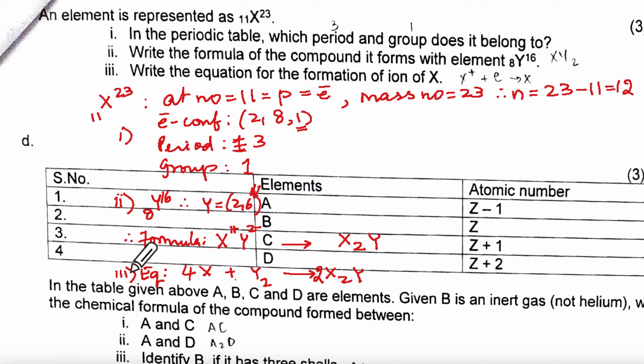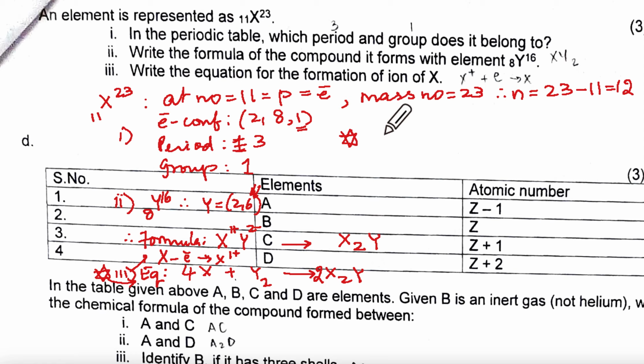Okay, so this is not the third equation, third part. What is the third part? The third part is X, which loses 1 electron, minus 1 electron gives you X1 plus. Okay, now note this down as a star question.